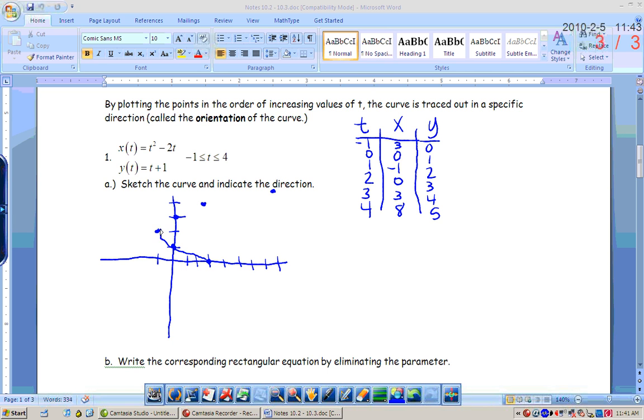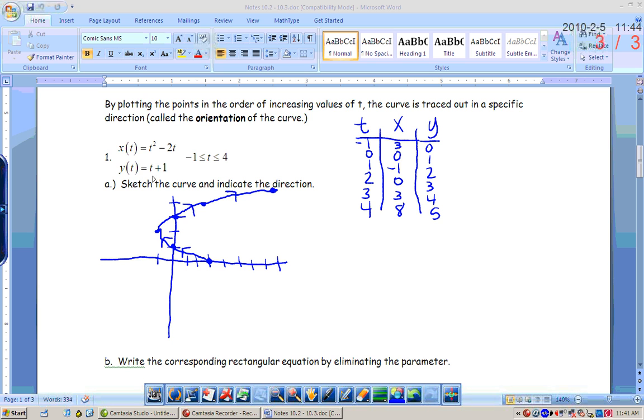Then we connect the points into a smooth curve, and I'm going to indicate the direction that my points were plotted by putting little arrows. Those little arrows indicate that I started at the point 3, 0, and then came around to the point 8, 5. And because t was just between negative 1 and 4, I didn't put arrows on the end. I just want that graph in between those two t values.